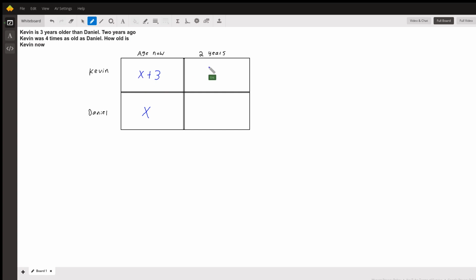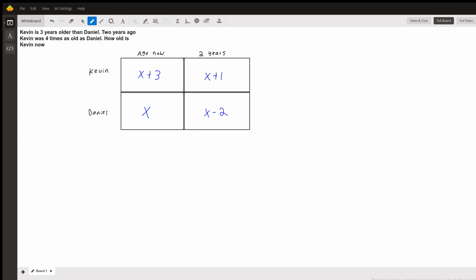Now let's go to our 2 years ago column. If Kevin now is X plus 3, his age 2 years ago is going to be X plus 3 minus 2. And X plus 3 minus 2 simplifies to X plus 1. So we're going to put X plus 1. Daniel's age 2 years ago is just going to be X minus 2. So now we have all our information in our chart filled out.